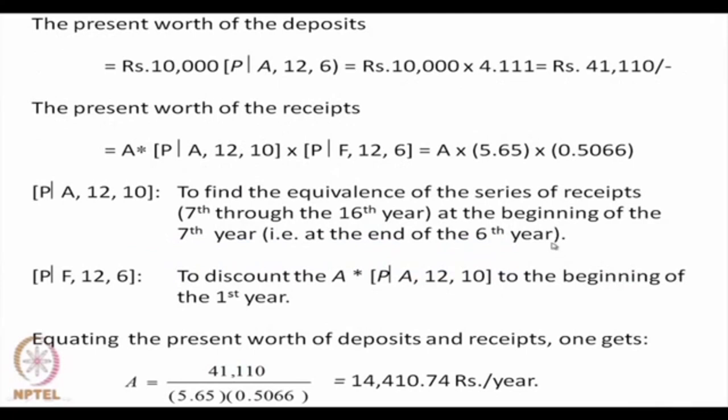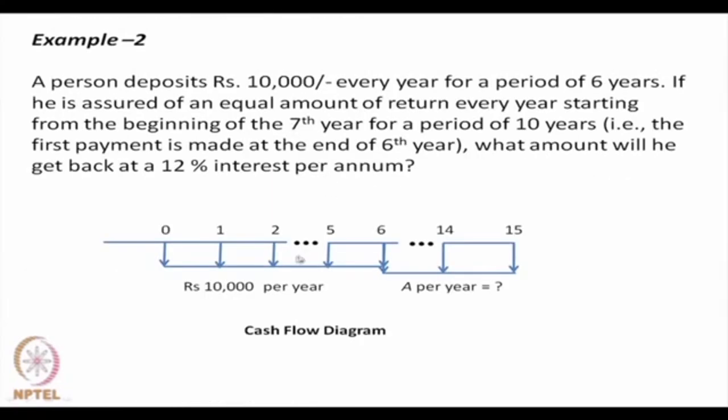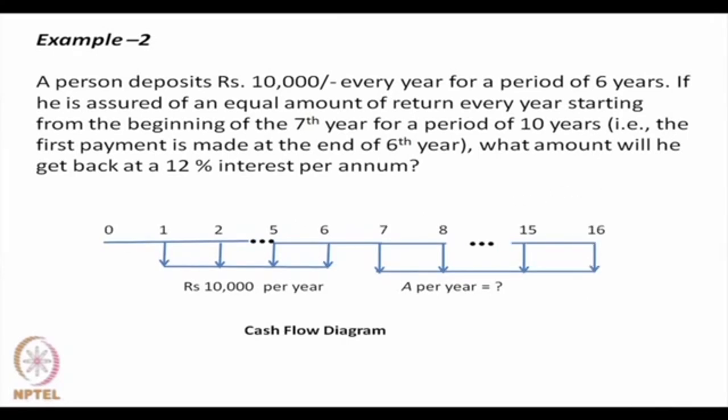So what is supposed to be done? First of all, we can find out the present worth of the deposits. So he has been making a payment of 10,000 rupees for 6 years. So let us find out the present worth of this amount of money. That means find out the equivalence of this amount at this point of time. That means we find out the present worth. Equal payment series, present worth factor. Given A, find P. That is what we are doing now.